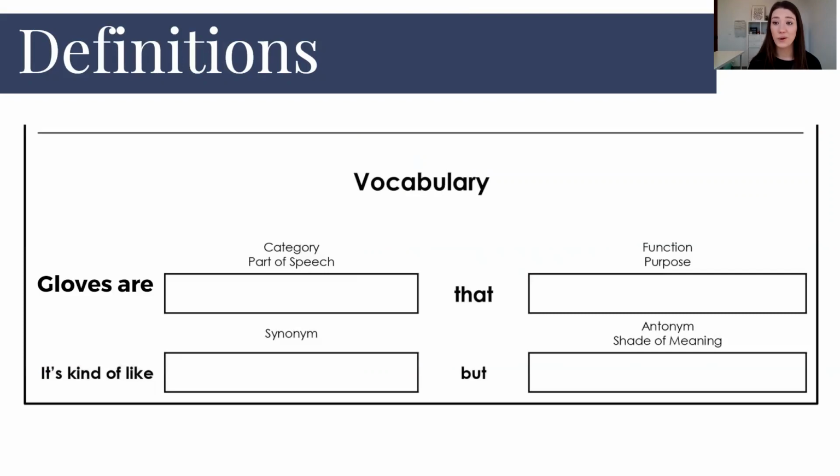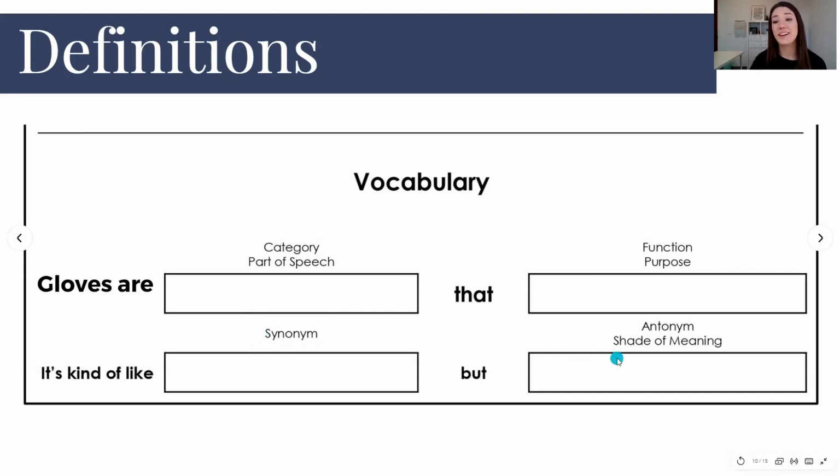When they are defining words, we have a very specific framework that we ask them to use so that we know that they have a full picture or understanding of the word. So first, we're looking for that category again. For gloves, this could be their nouns if we're looking for part of speech. More specifically, is it a person, place, or thing? Gloves are things. Even more specifically than that, gloves are articles of clothing. Then we ask students to give a function or purpose of the word. So gloves are articles of clothing that you wear on your hands to keep them warm.